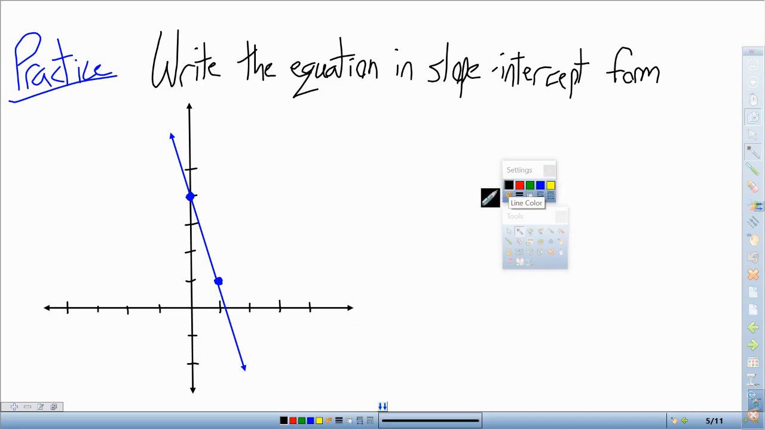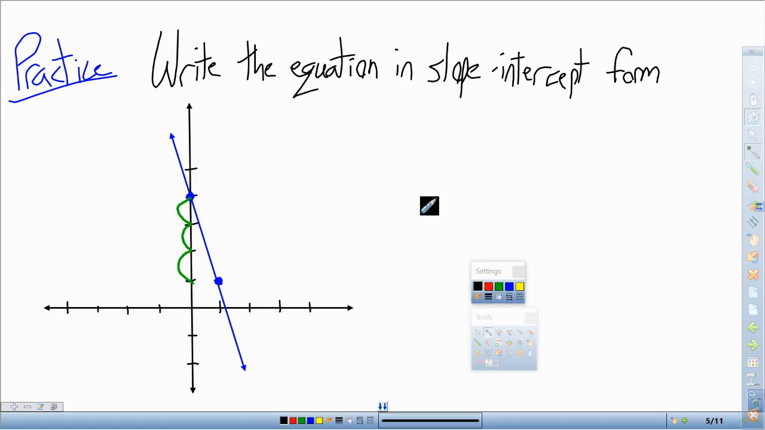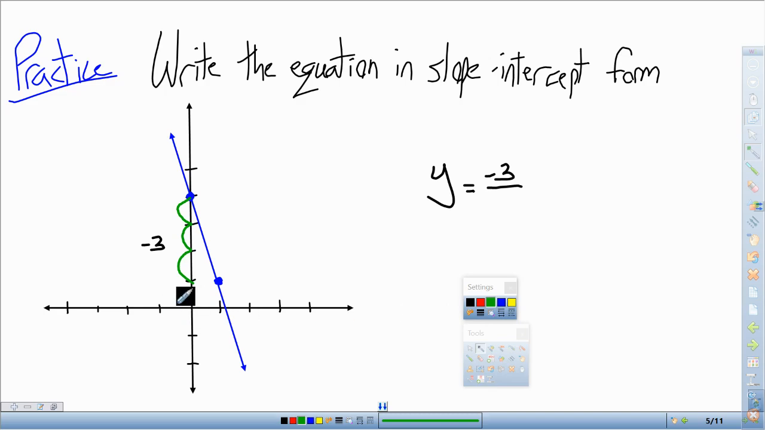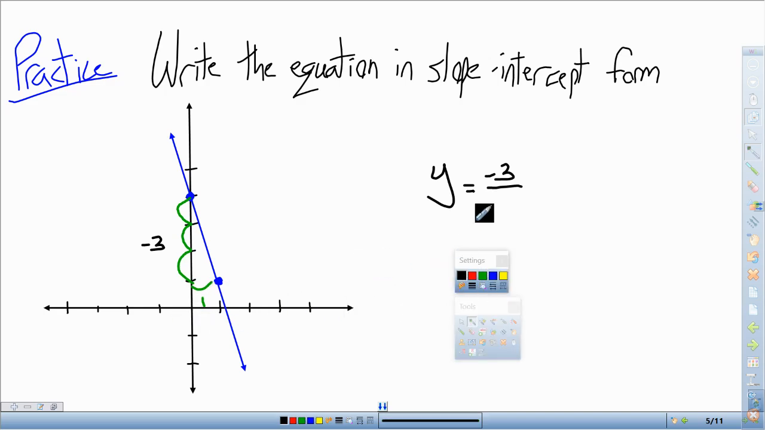Okay, so first things first, it looks like we have a slope. First, my rise, I'm going down 1, 2, 3 units. So if I want to start writing my equation, y equals, if I'm going down, that's in the negative direction. So a -3 for my rise, and then it looks like I'm going to the right 1 unit, so a +1 for my run. Okay, then just put the x next to it.